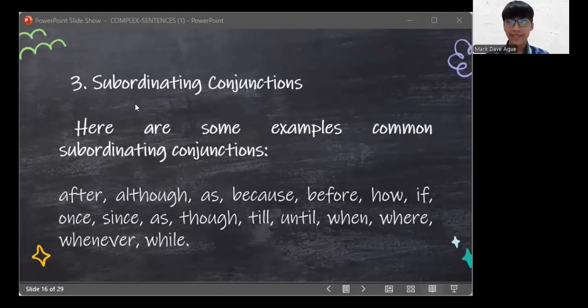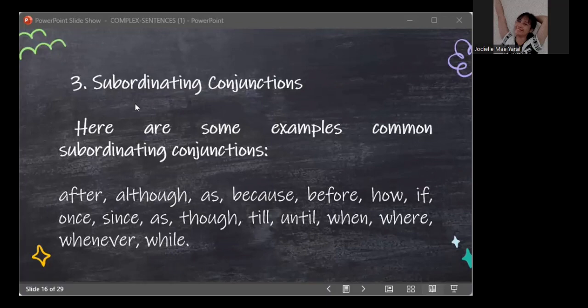So the third one is subordinating conjunctions. Now here are some examples of common subordinating conjunctions. We have after, although, as, because, before, how, if, once, since, though, till, until, when, where, whenever, and while. So you will put it before the dependent clause. Are we clear, class? Yes, sir. Okay, very good.